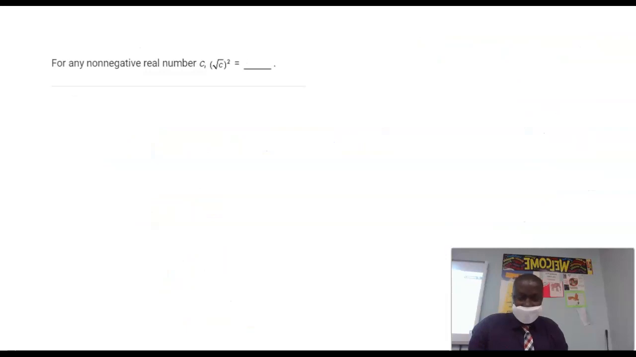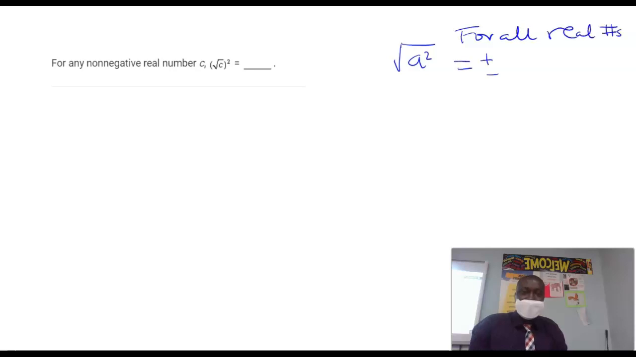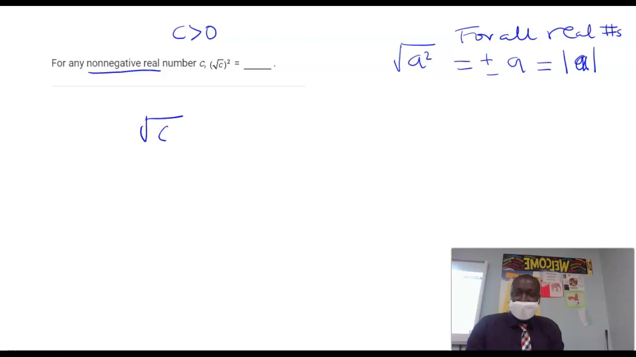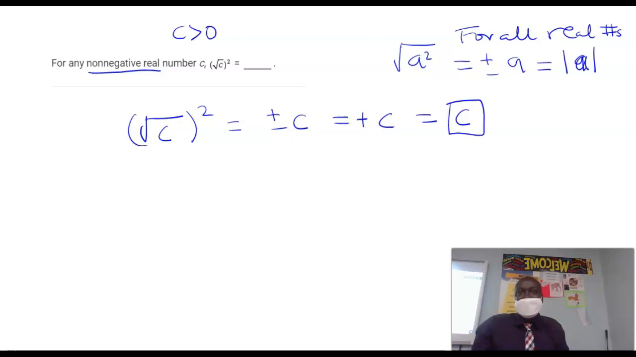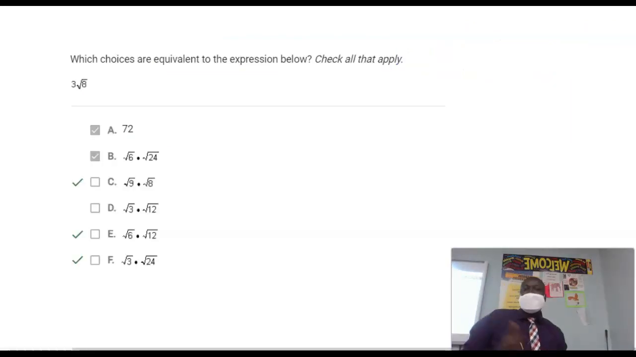That's an answer. So we have already talked about the first one when we said if we have this here for all real numbers, we said this is what? It's plus or minus a, which is the same as absolute of what? A. But now here they are saying for non-negative real numbers. That means they are saying that c has to be greater than or equal to 0. So square root of c squared was supposed to be plus or minus c, but here they want us to look at only what? The positive. It said non-negative, so we are just looking at plus c, and plus c is the same as c, so the answer will be c in this situation. But for all real numbers, the answer would have been absolute of what? C. Okay.